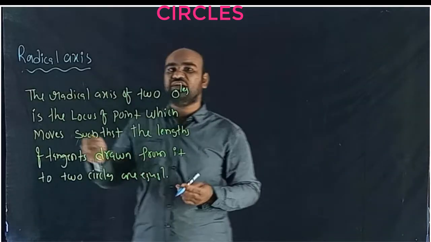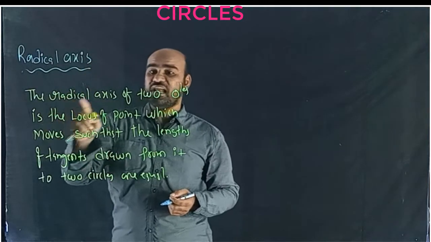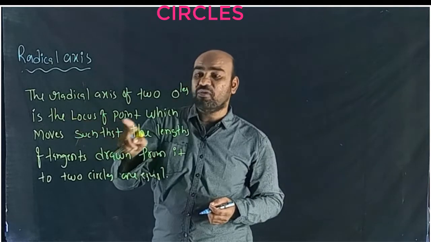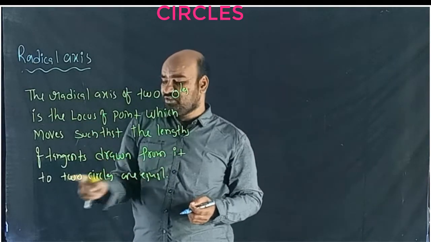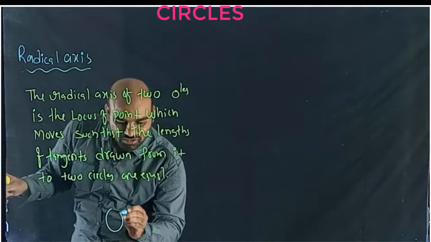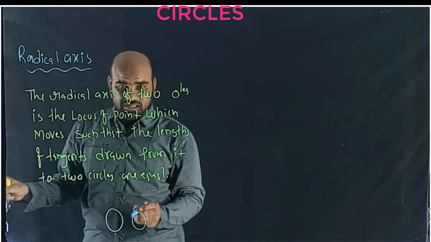Okay students, here I wrote the definition of radical axis. The radical axis of two circles is the locus of a point which moves such that the lengths of tangents drawn from it to the two circles are equal. Two circles are given. Generally we will take non-intersecting circles. They may intersect, that is not a big problem. So two non-intersecting circles are taken.